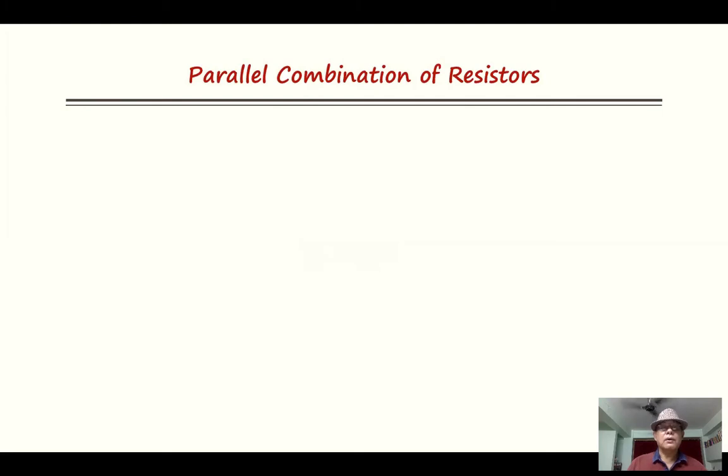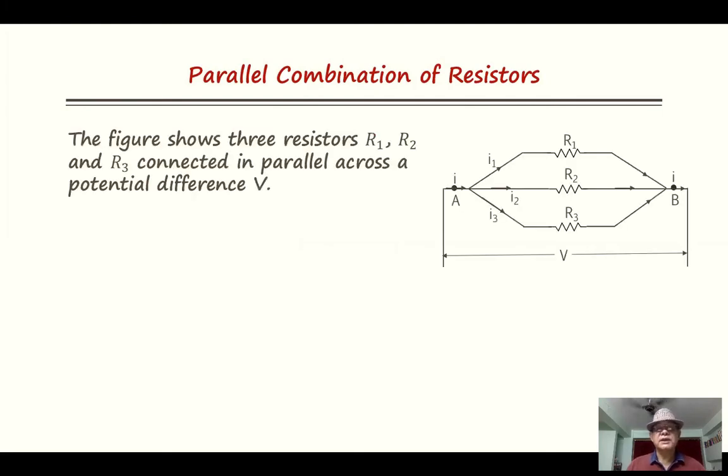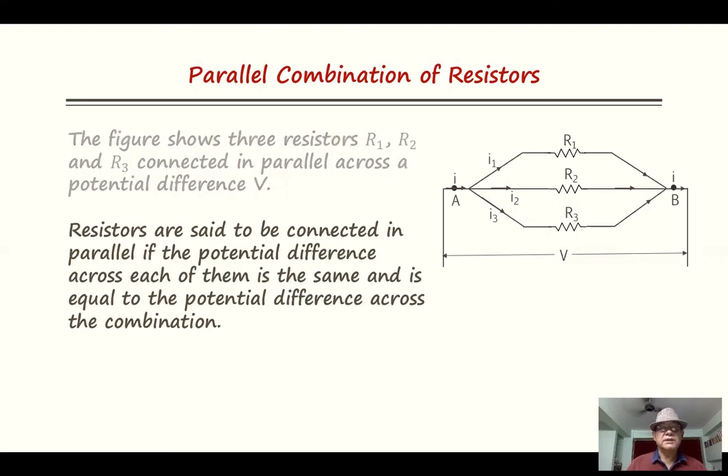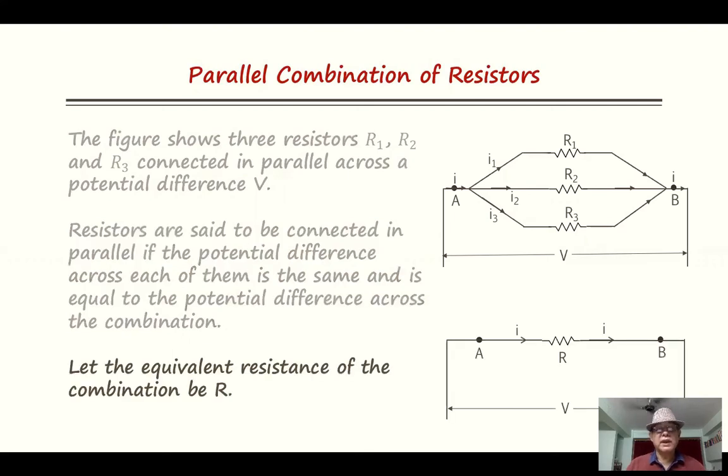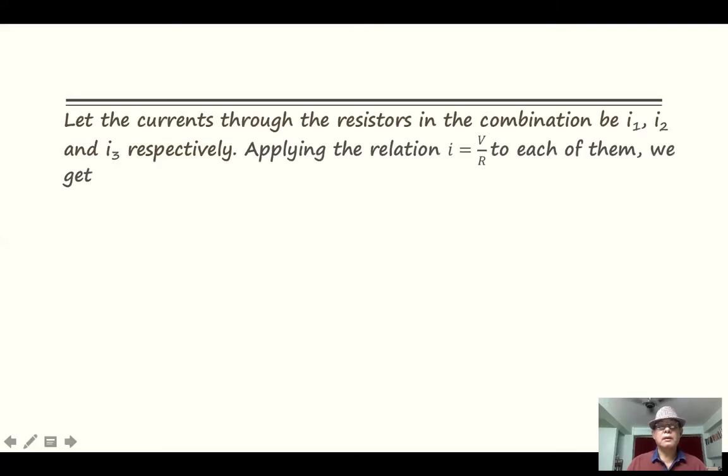Now, let us come to parallel combination of resistors. The figure shows three resistors R1, R2 and R3 connected in parallel across a potential difference V. Resistors are said to be connected in parallel if the potential difference across each of them is the same and is equal to the potential difference across the combination. Let the equivalent resistance of the combination be R.